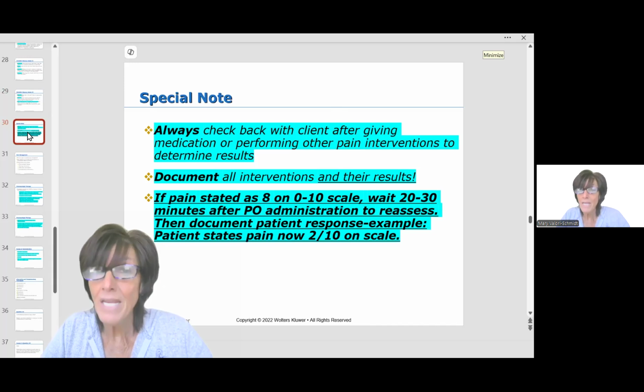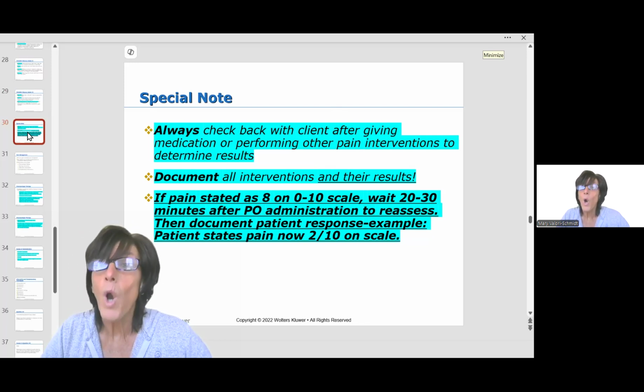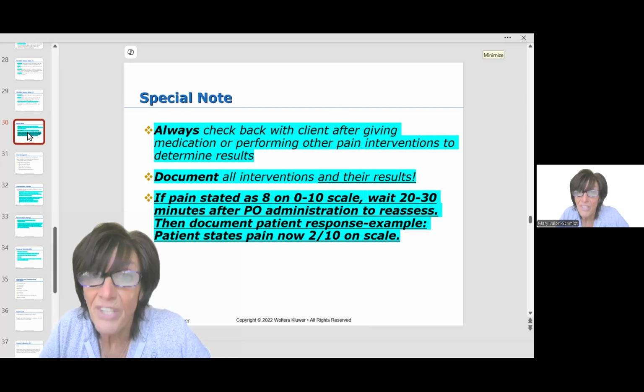So when we intervene, after we've documented what the patient has told us about their pain, the character, the duration, etc., let's say we give them a pain med. Well, we always have to check back after we give the med in a reasonable amount of time. Did it work?